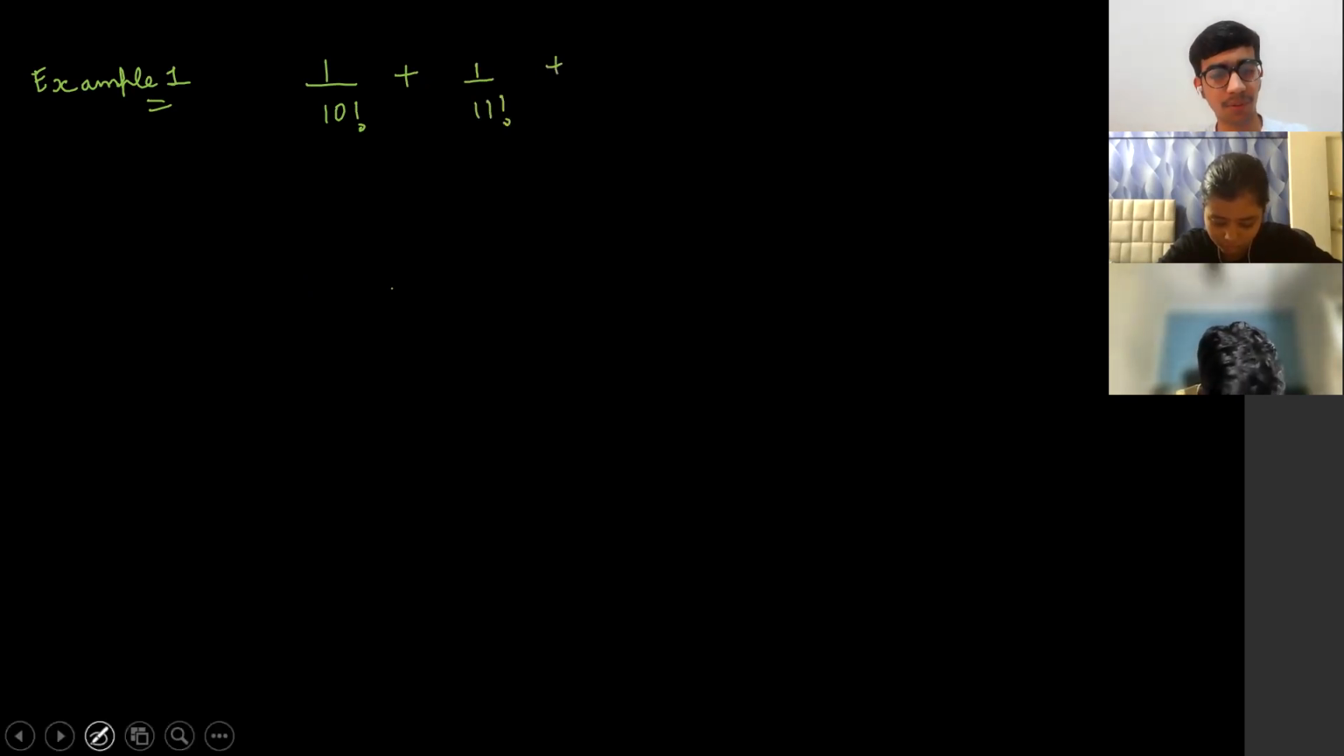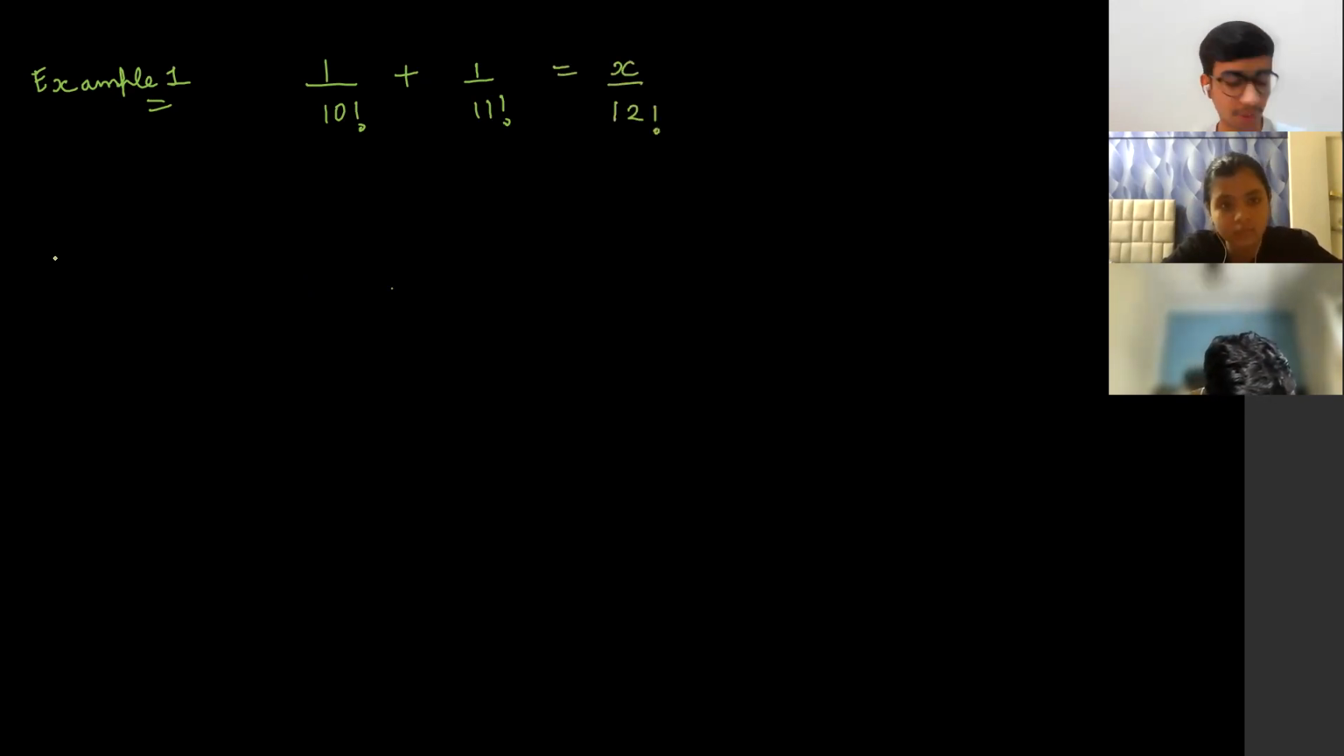So let's start with a very basic question. And थोड़ा सा हम लोग fast चलेंगे because I have to cover a lot of questions so that सारे concepts clear हो जाए. So example 1: 1 over 10 factorial plus 1 over 11 factorial is equal to x by 12 factorial. You have to find the value of x.